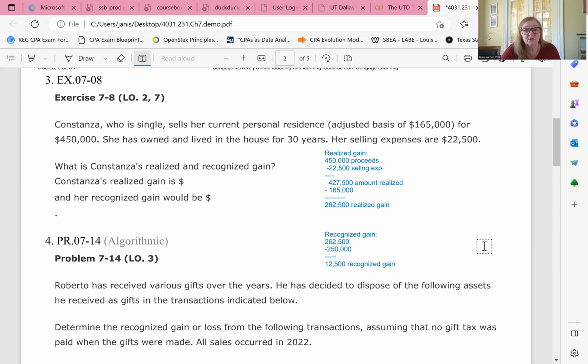But this problem doesn't mention alternative use at all, that they sold it for an alternative use. So we're assuming it was sold as a personal residence. And so she should be fine because she's lived there for 30 years. So she's going to be able to exclude $250,000 of gain.